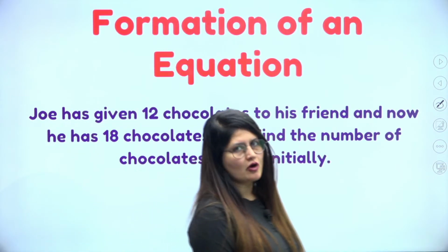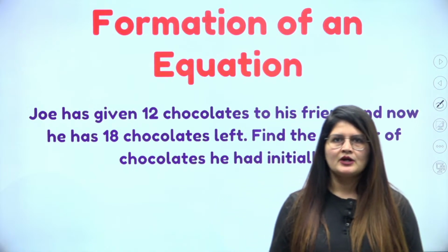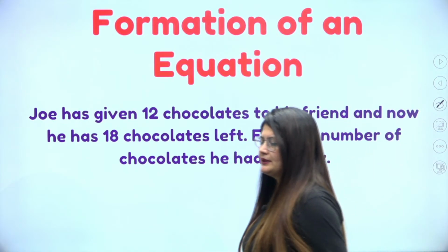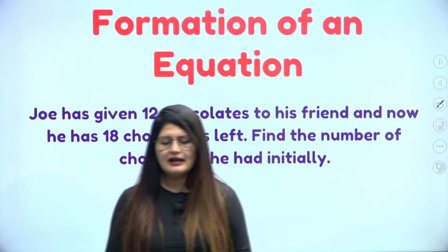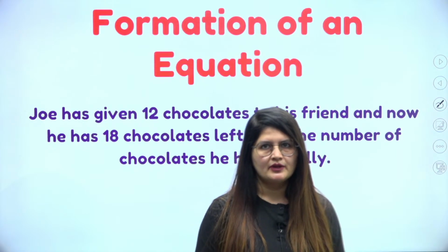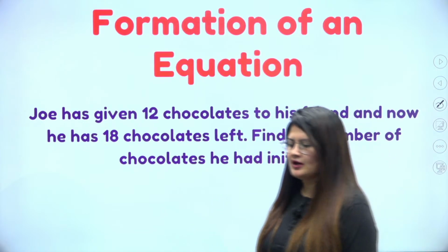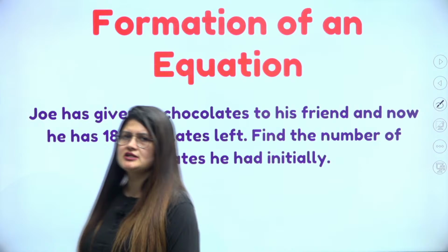Find the number of chocolates he had initially. So now what you have to do is, आपको ये बताना है जो के पास जो ने 12 चॉकलेट्स अपने फ्रेंड को दे दी और अब उसके पास 18 चॉकलेट्स बची हैं. Now he has 18 chocolates left. So you have to tell me how many chocolates he had initially.